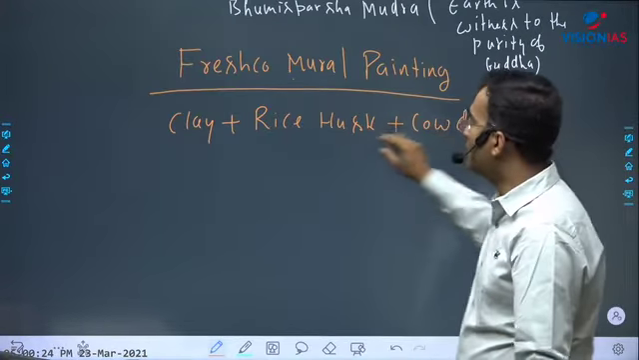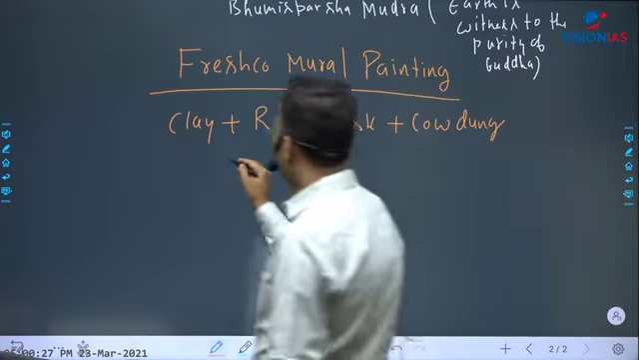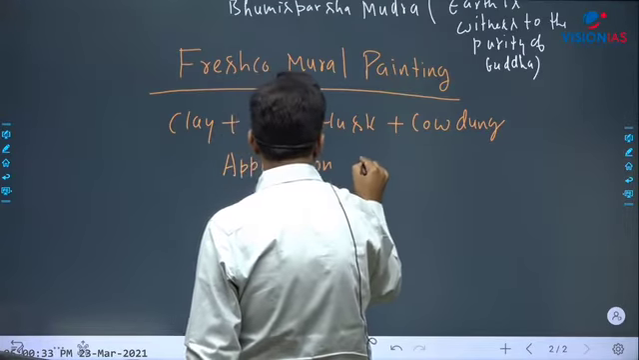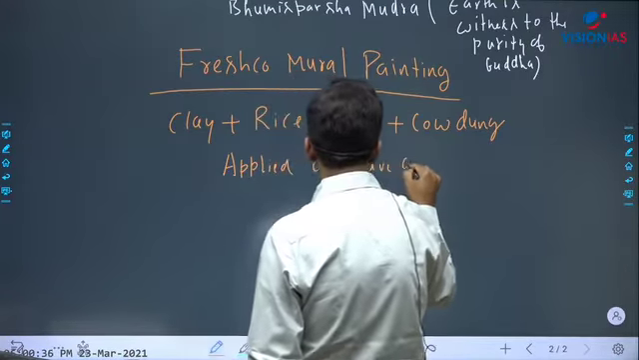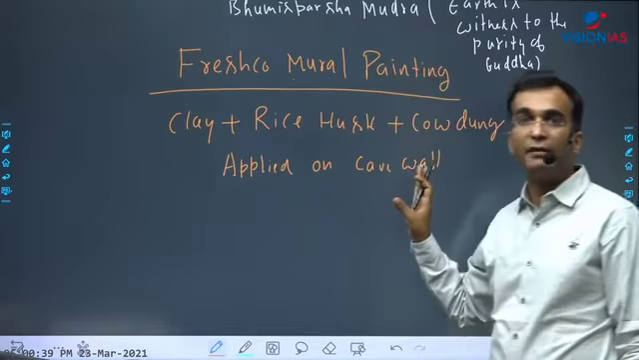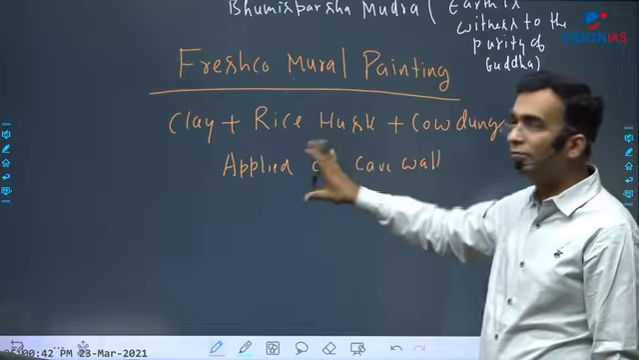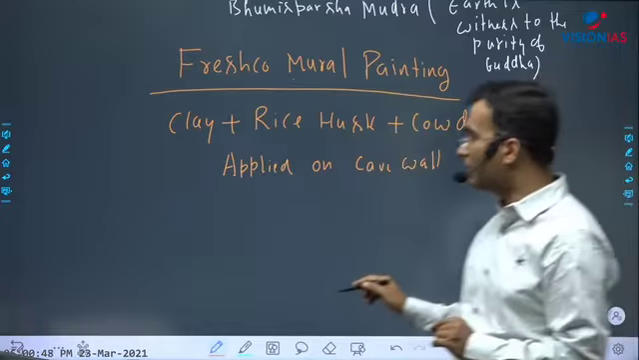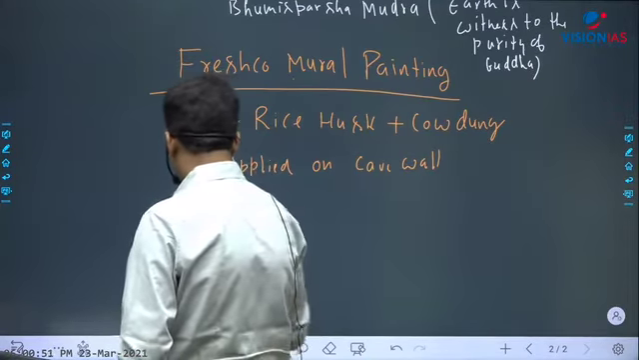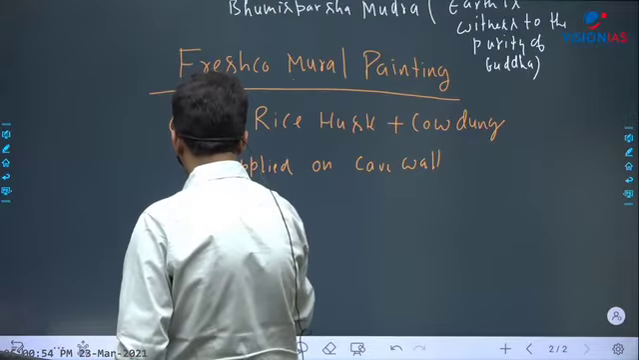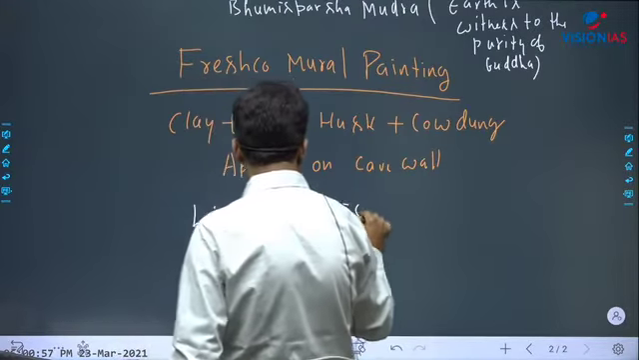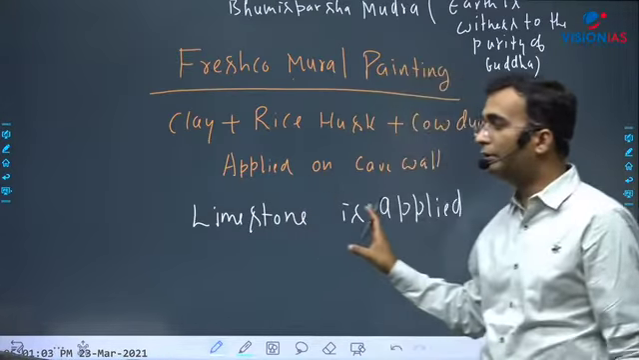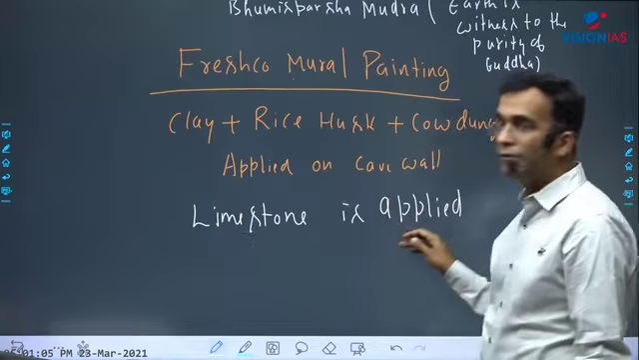Once this mixture is thoroughly mixed, they apply it on the wall of the cave. After that, they leave the wall for some days so that it dries. After the wall is dry, in the next step, limestone is applied on this mixture. What is this limestone? Limestone, I hope you know, is the chuna, white color. So white color limestone is applied on this one.